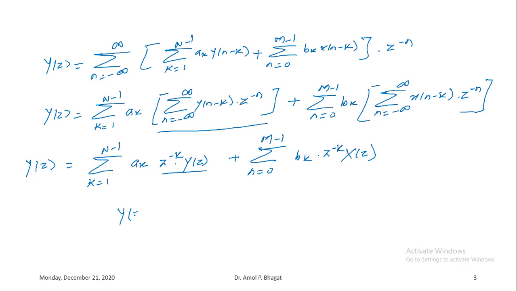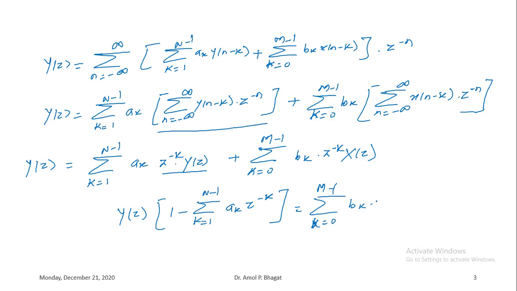So Y of z, if I'm taking common, in the bracket I'll have 1 minus summation k equals 1 to N minus 1 ak z to the power minus k, correct, is equal to summation k equals 0 to M minus 1 bk into z to the power minus k into X of z will be there, right?